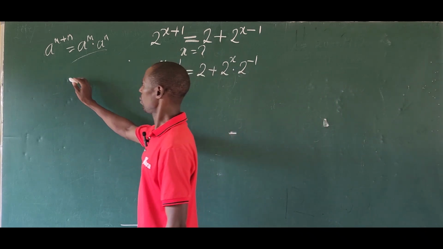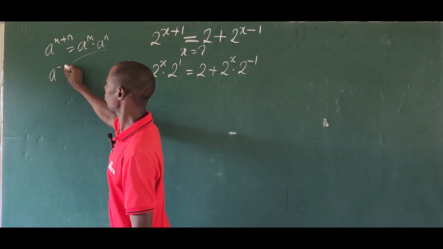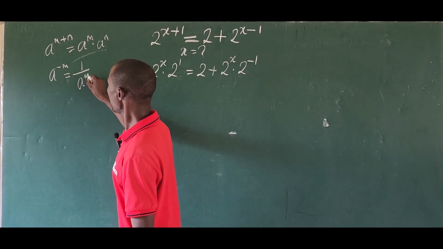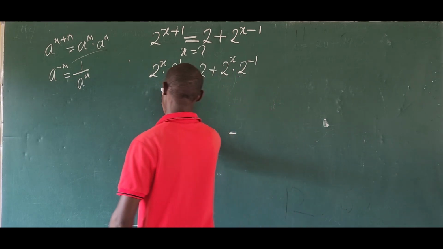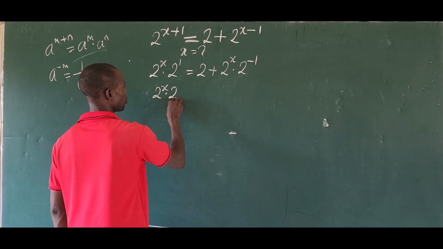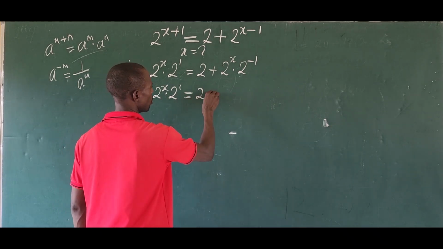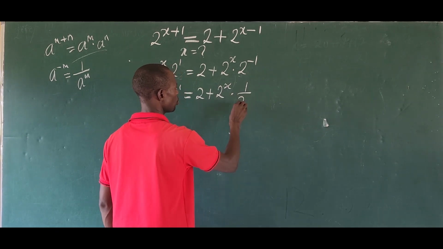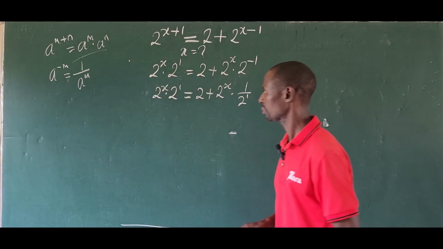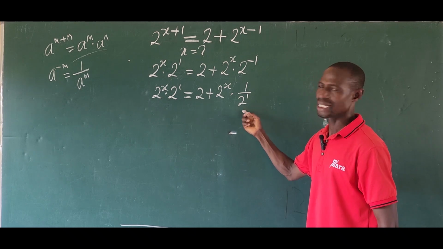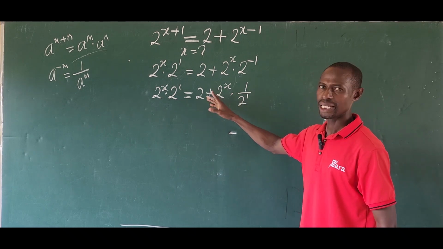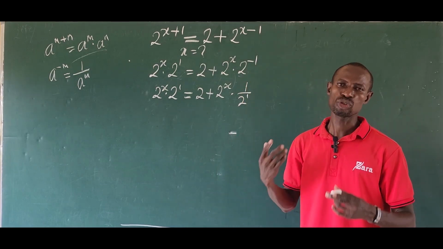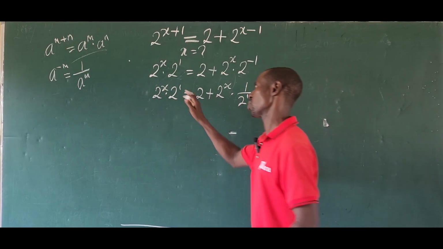We apply another law, which says that a to the power of minus m is equal to 1 all over a to the power of m. If we do that, we have 2 to the power of x times 2 to the power of 1 equals 2 plus 2 to the power of x times 1 all over 2 to the power of 1, which is the same thing as 2. We have to eliminate this denominator. We multiply each of these terms by 2 to the power of 1, and 2 to the power of 1 is 2. And so this also gives us 2, right?